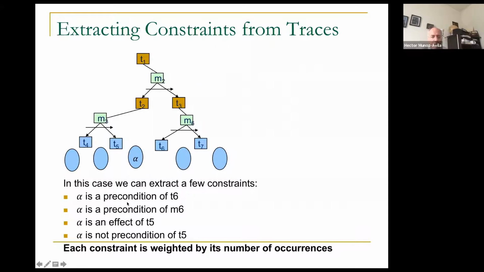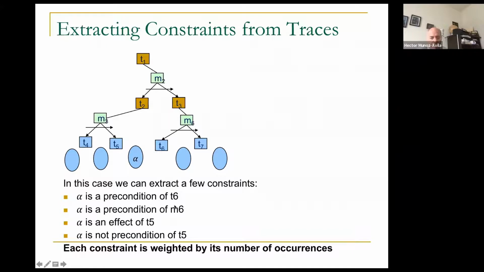Then what we can do is process this trace and add the following constraints. One is we'll say that alpha is a precondition of T6, because alpha happens before T6, the action T6, is applied.